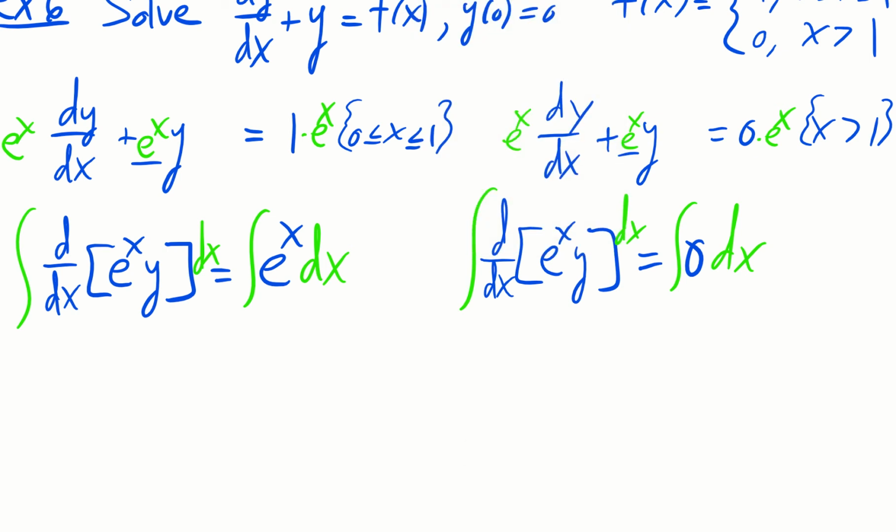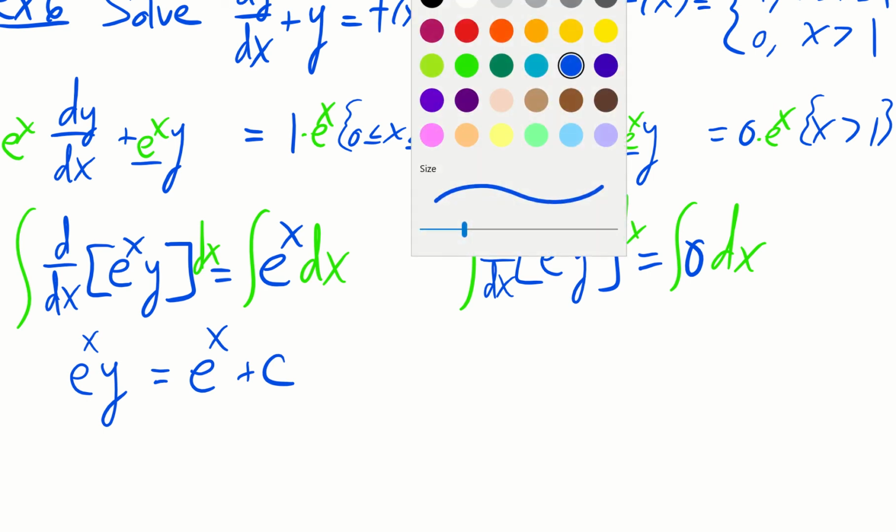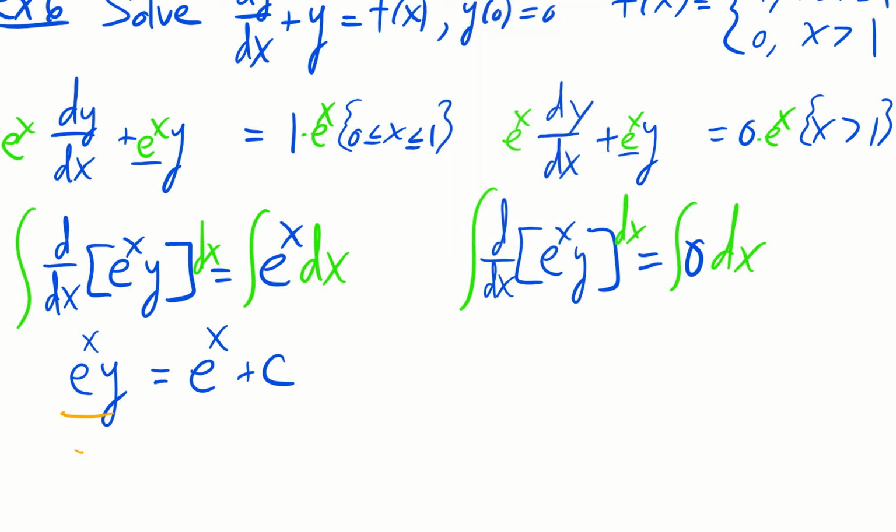For this one here, what we would get, the derivative and the integral cancel, so we get e to the x y is going to be equal to e to the x plus c. And then we can solve this equation for y by simply dividing both sides by e to the x. So we would get y equals, these cancel and give us 1 plus, and I'll just write it as c e to the negative x.